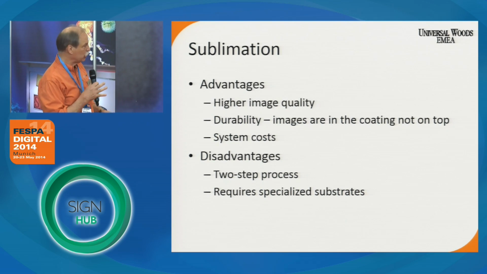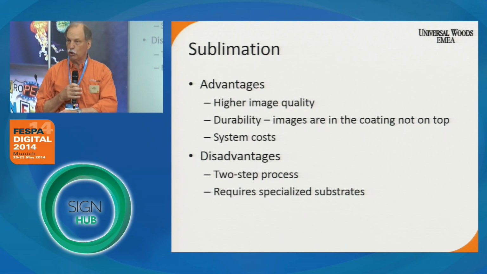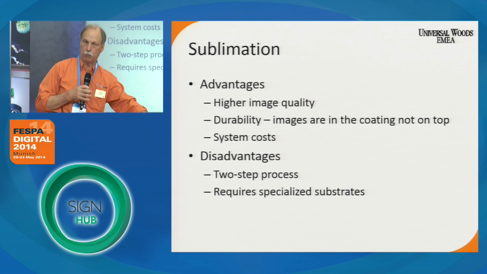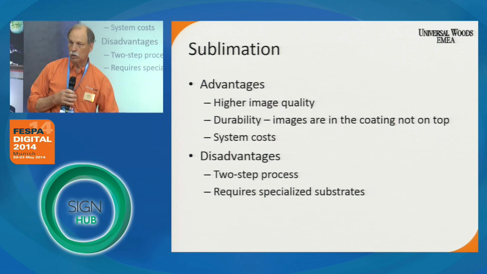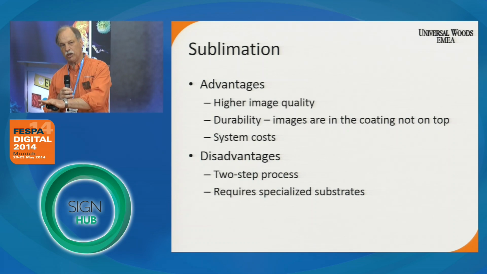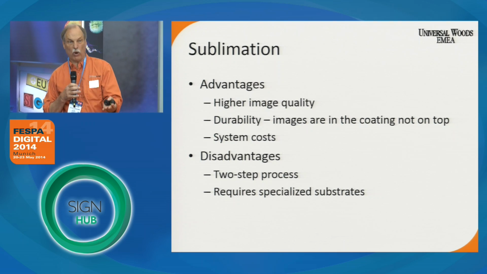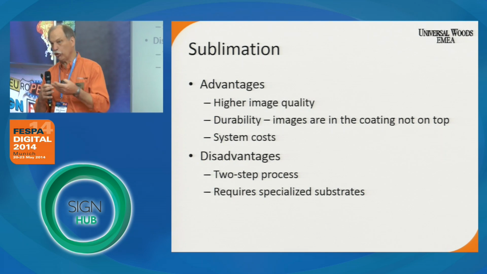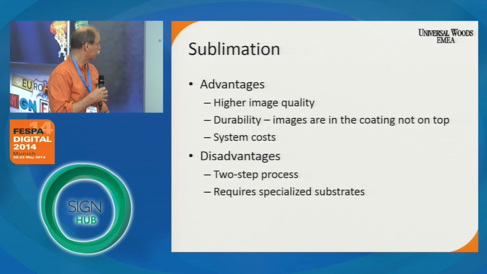The disadvantages of sublimation is it's a two-step process. You have to create a transfer, and then you have to put it in a heat press and create your product. The second disadvantage is the products that you sublimate have to be ready for sublimation. They have to be in some way polyester based so that it will accept the inks that happen in the sublimation process.